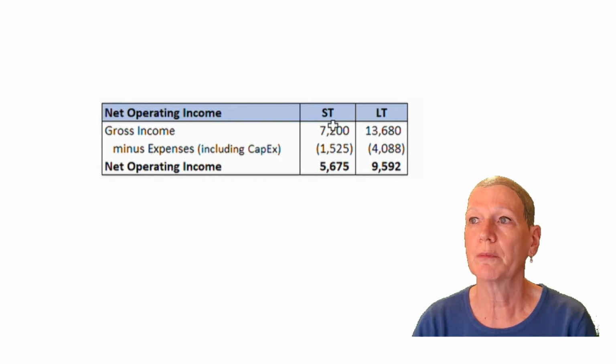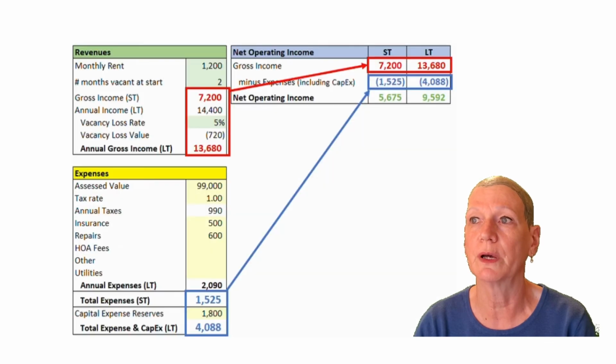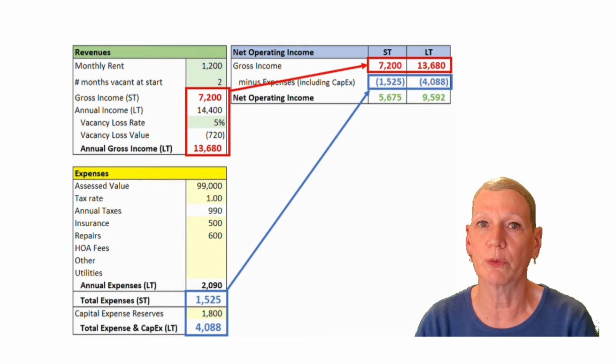The gross income and the expenses we already looked at for both short-term and long-term, and it's just a matter of pulling those over into the net operating income section as you see here. So you just take the gross income minus your expenses, again, numbers that you've already determined, subtract that, and you come up with your net operating income.